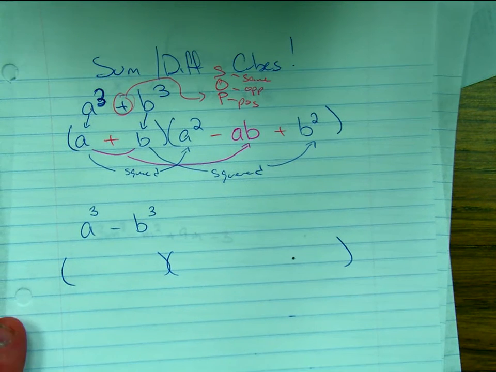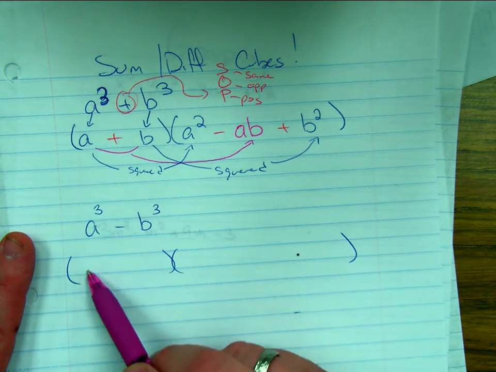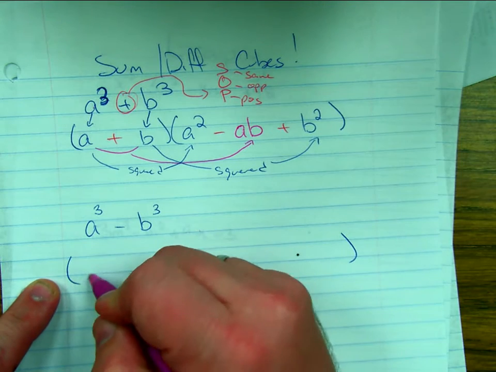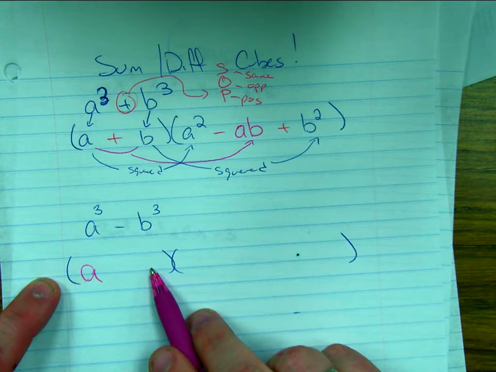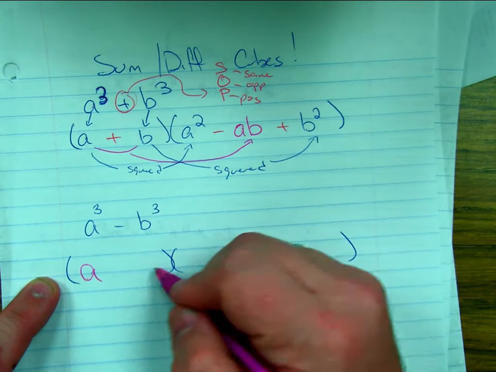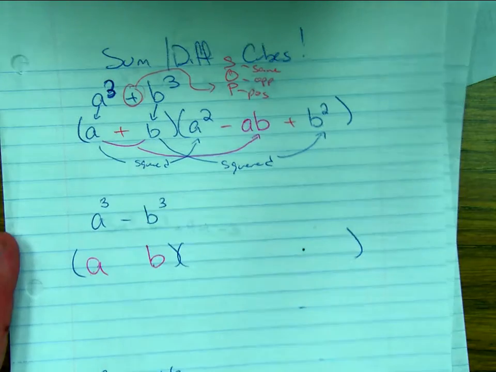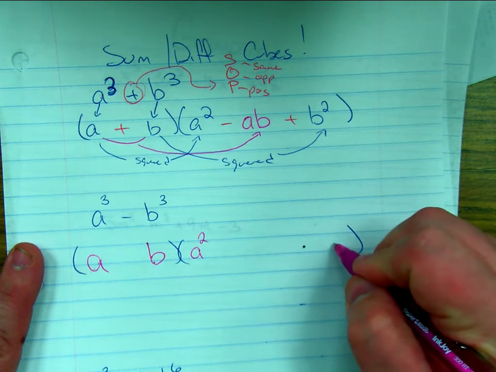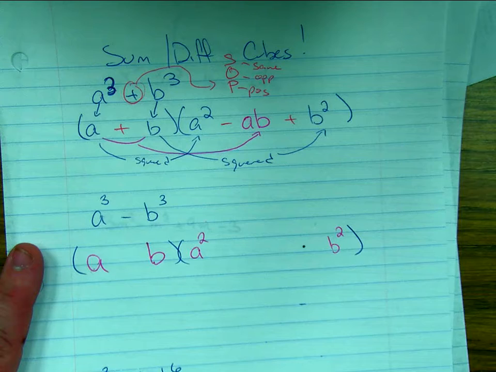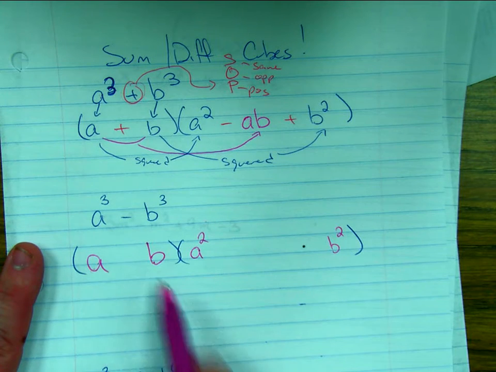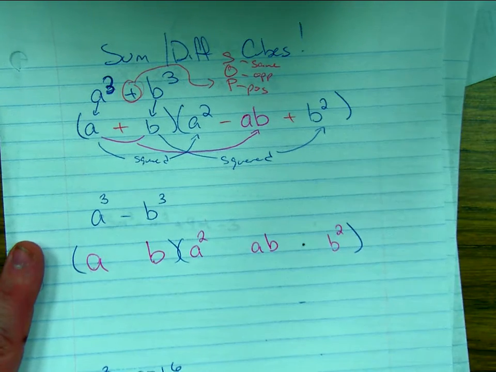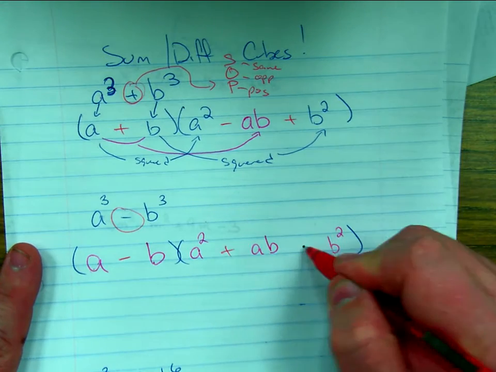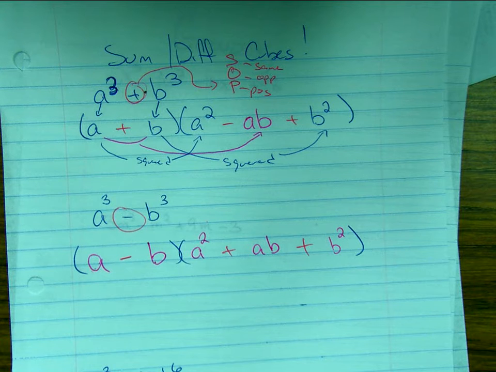Alright, watch. We can do this. A to the third, so what goes here? The first one, it's just A. What goes here? Just B. The first one's the small one, right? Just A, just B. Now you take the two and square them. A squared here, B squared here. What goes in the middle? AB. And then for the signs: same sign, opposite sign, always positive. And it's factored.